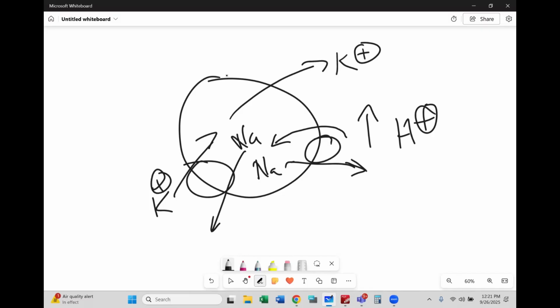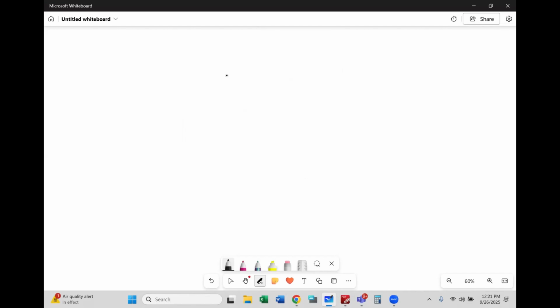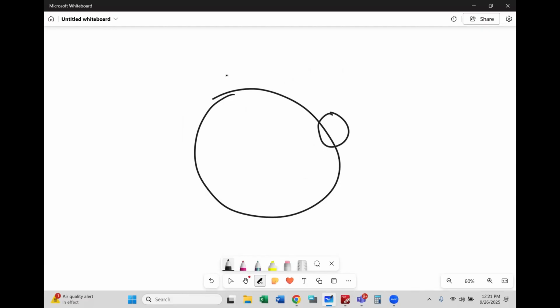Now we state that this is most likely to occur with mineral acidosis. Okay, this does occur to some extent with any acidosis, but it is most manifest through mineral acidosis.